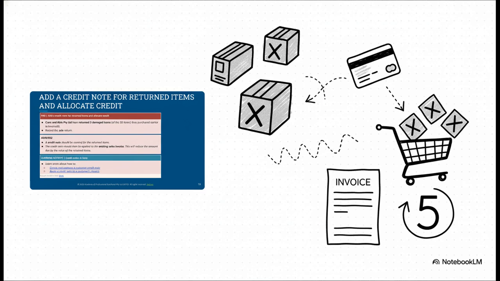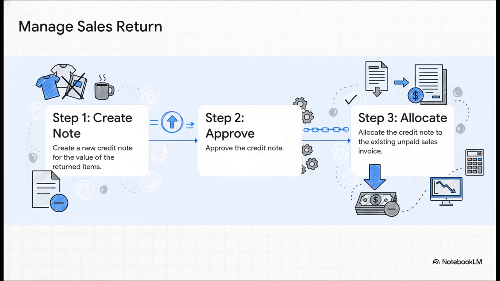In the scenario provided, the customer Cain and Abel Pty Ltd has returned 3 damaged items related to invoice number 5. An adjustment to their account is therefore required. The correct procedure is to issue a credit note for the value of the returned goods. A credit note functions as a formal record that reduces the amount a customer owes. Once the credit note is created and approved, it must be allocated directly against the customer's original unpaid sales invoice. This ensures the accounts receivable balance is accurately adjusted.